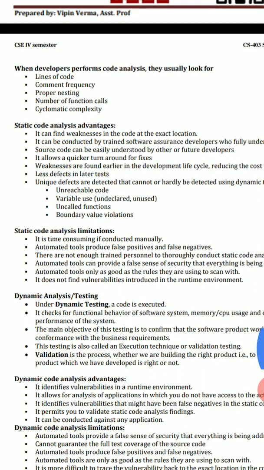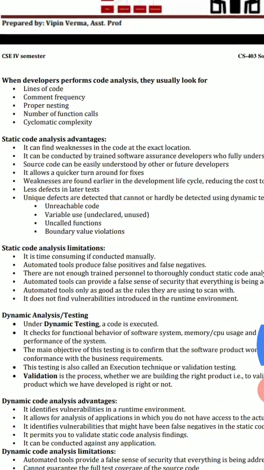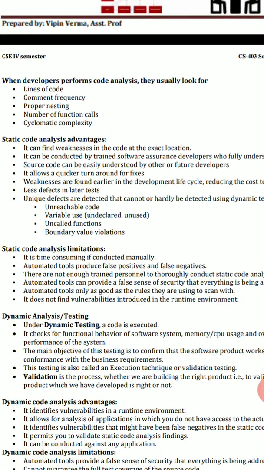Okay, then what are the advantages? You're talking about the advantages of static code. It can find weakness in the code at the exact location. Obviously, whenever we are performing static testing, we are reviewing that code, and at the time of reviewing, whenever we find any kind of error, we can find the exact location of that error.